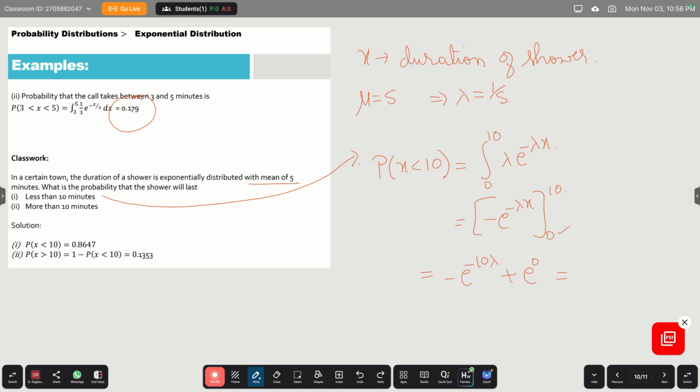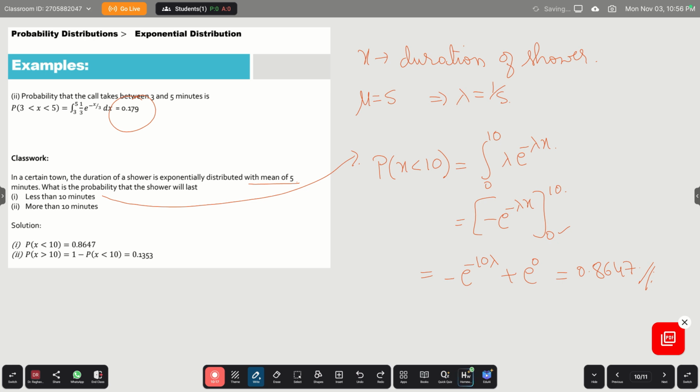So this is minus e power minus 10 lambda plus e power 0, the lower limit. When you calculate this, you will be getting 0.8647. So you can use your scientific calculator for the calculations. So the final probability will be 0.8647.